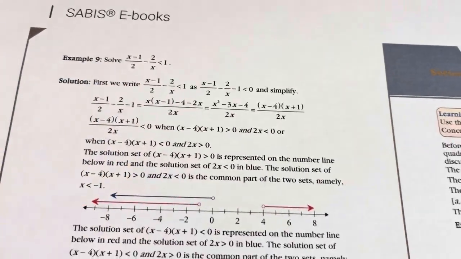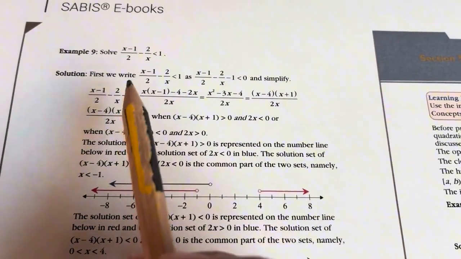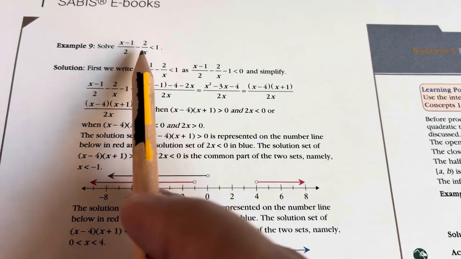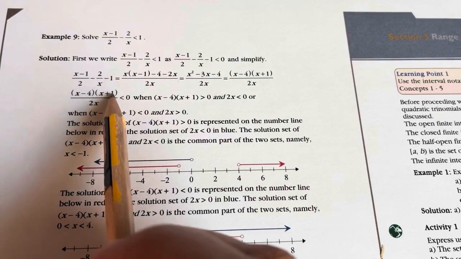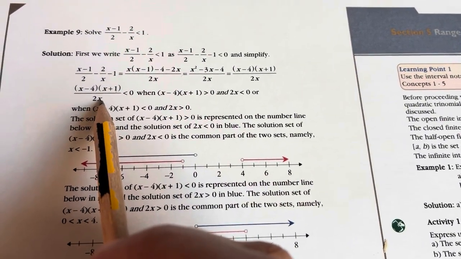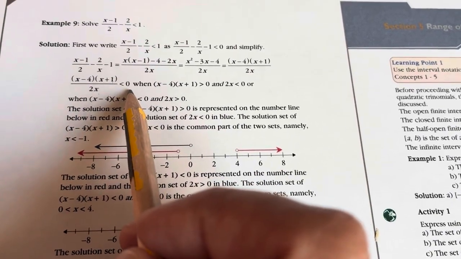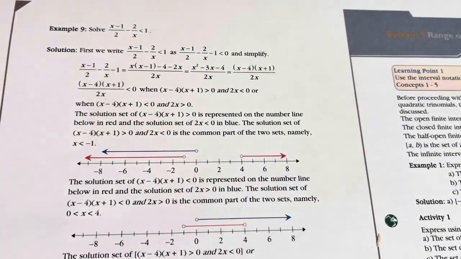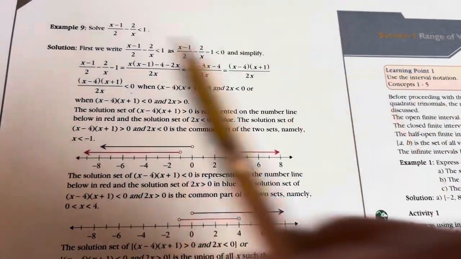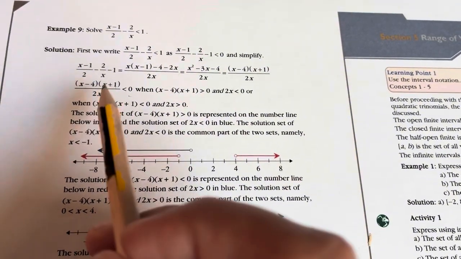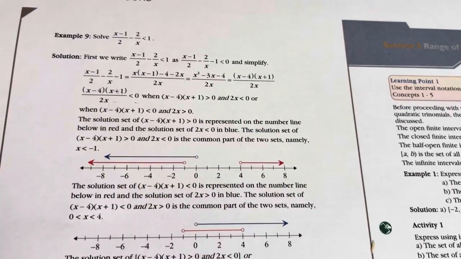Example 9, this is also an example of solving a system of two quadratic equations. Here, when you simplify, you have a quadratic equation in the numerator and you have a linear equation in the denominator. So for this to be less than 0, here he took the 1 inside, and then he simplified. For this to be less than 0, either the numerator is positive and the denominator is negative, or this is negative and this is positive. So he took both cases.